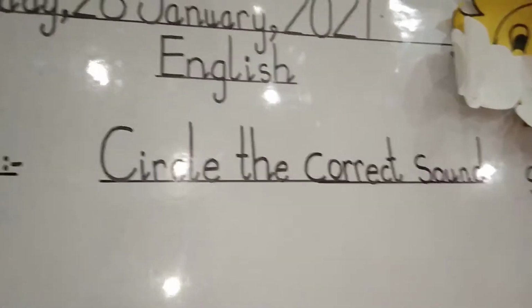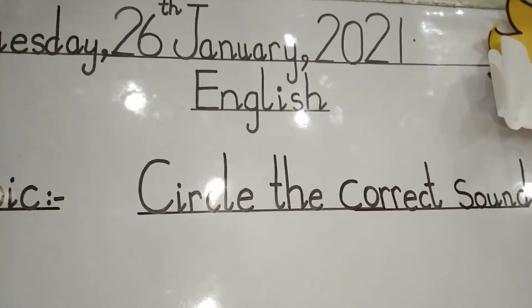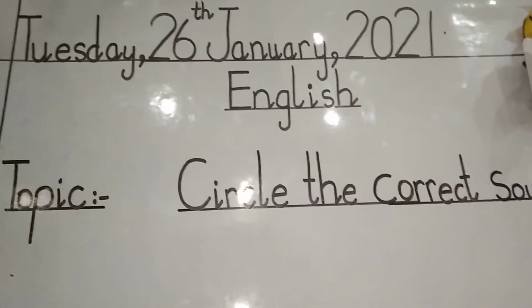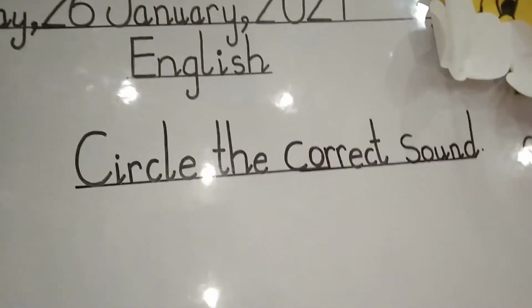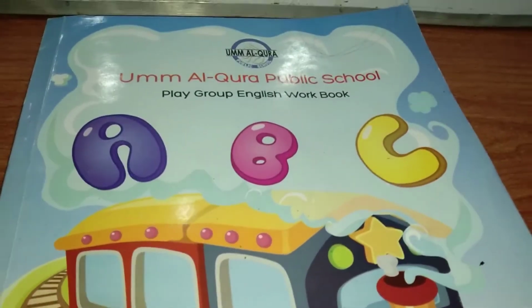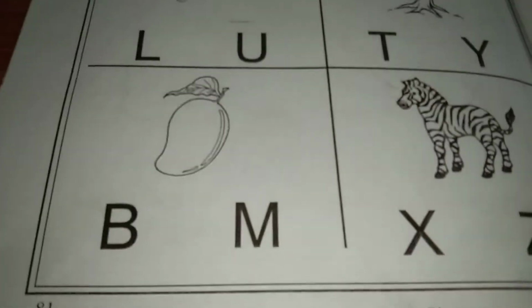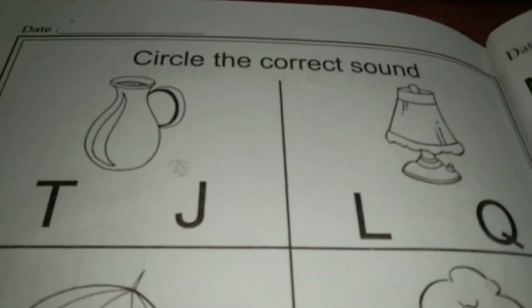Okay students, today we will do something new. Which topic are we going to do today? Today we are going to do circle the correct sound. Okay class, take out your workbook and open page number 81. And our topic is circle the correct sound.